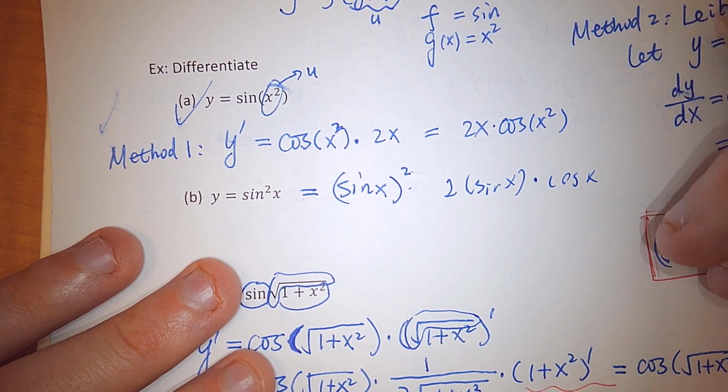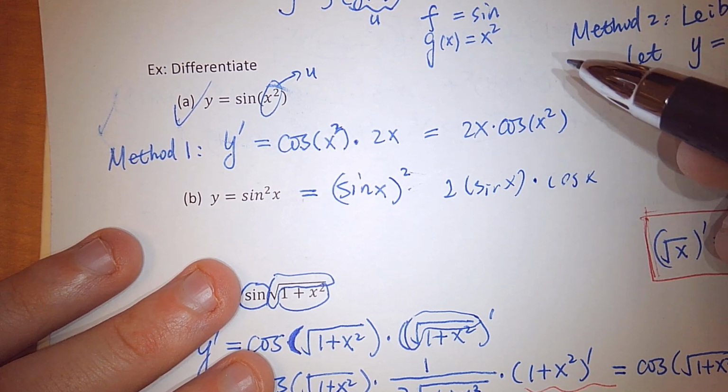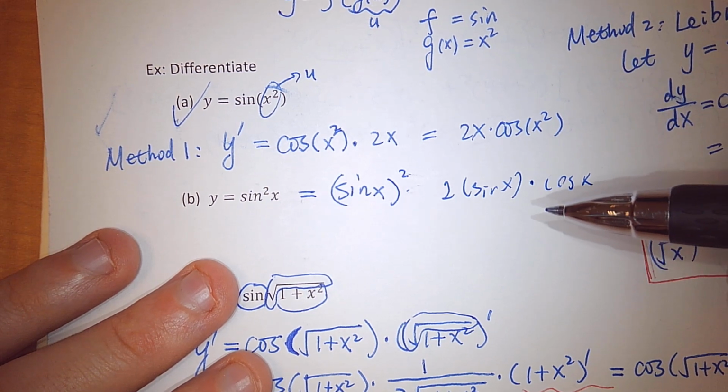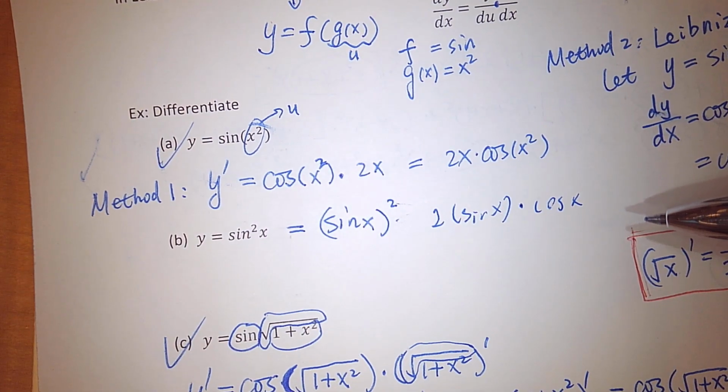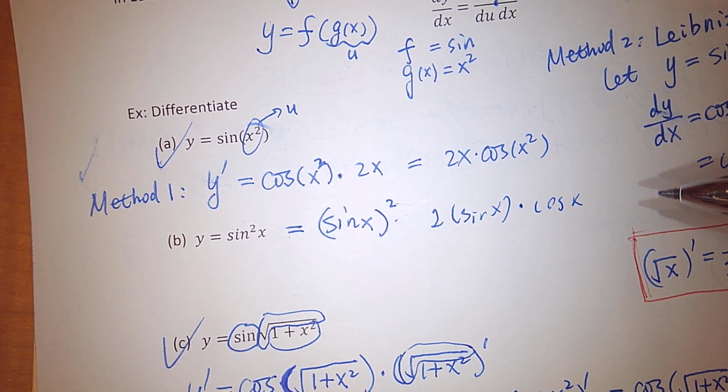Yeah. Outer layer is square, right? So the derivative is 2 times sin of x. Then times the inner function sin, right? Sin function derivative is cosine. So yes, you're right. Done.